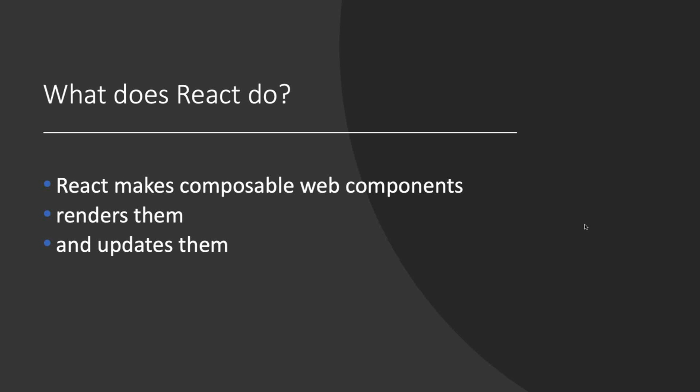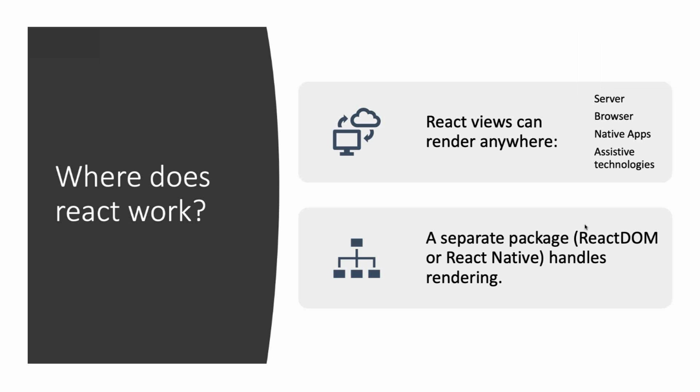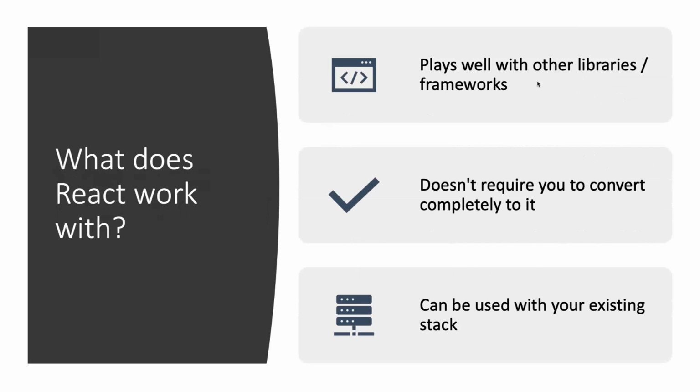What React does is it makes composable web components. So using React, you can make reusable pieces of your user interface, and then React renders these and updates them based on changes to the state of the application. React views can work anywhere. It's most common that your React user interface renders in a web browser, but it can be rendered anywhere that components are useful. It does this by having the core React library, which handles the actual rendering of components and communication between components, and then it has a separate package which handles the actual rendering and update of the user interface. And I'll talk a little bit more about that in a moment.